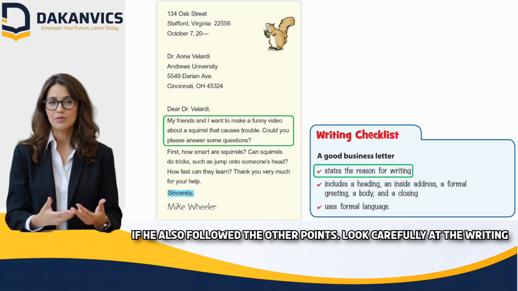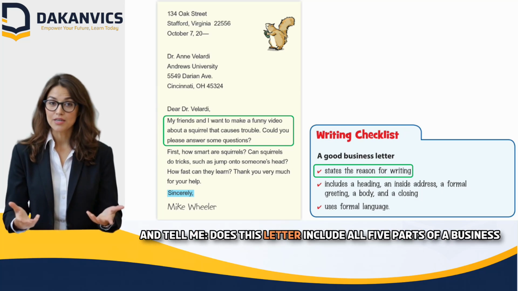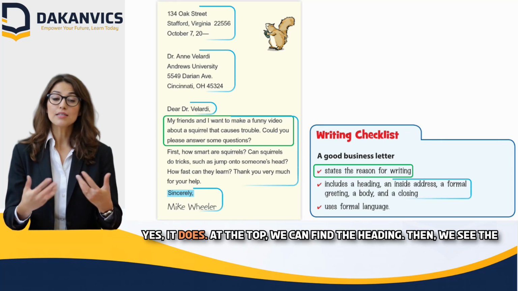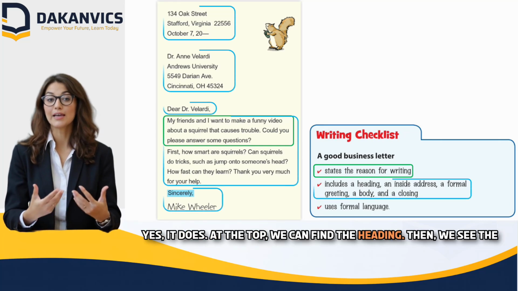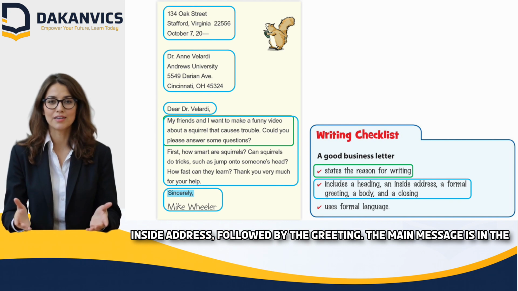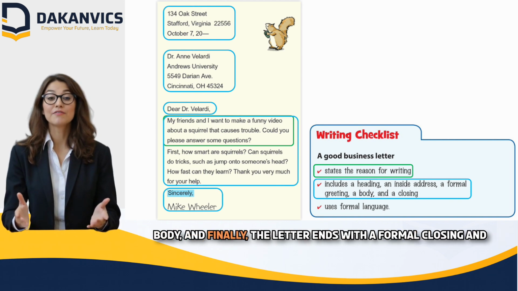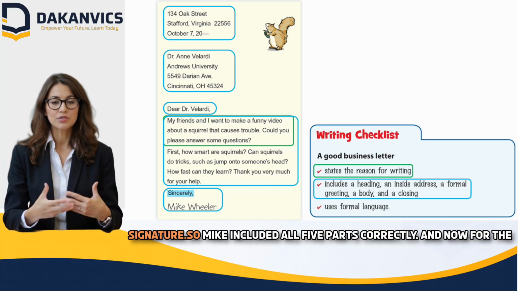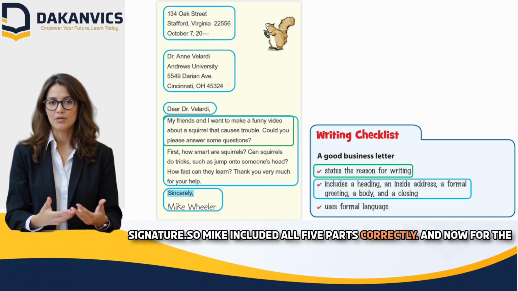Look carefully at the writing and tell me, does this letter include all 5 parts of a business letter? Yes, it does. At the top, we can find the heading. Then we see the inside address, followed by the greeting. The main message is in the body, and finally, the letter ends with a formal closing and signature. So Mike included all 5 parts correctly.